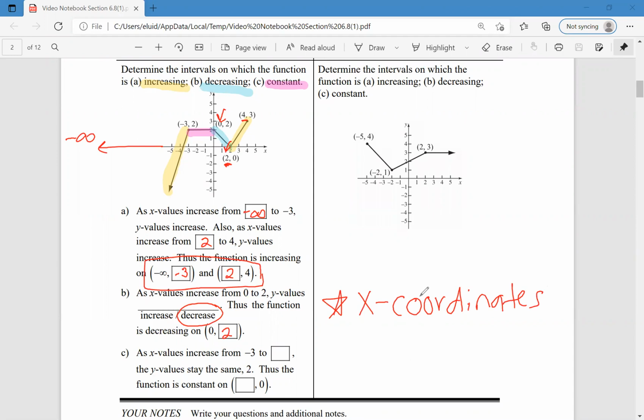Okay, part C for constant. As x values increase from, let's see, where's the constant piece? That's this sort of pink piece here. Looks like we're going from (-3, 2) to (0, 2). Okay, so as x values increase from -3 to 0, the y values stay the same too. Thus, the function is constant on (-3, 0). That's the interval.